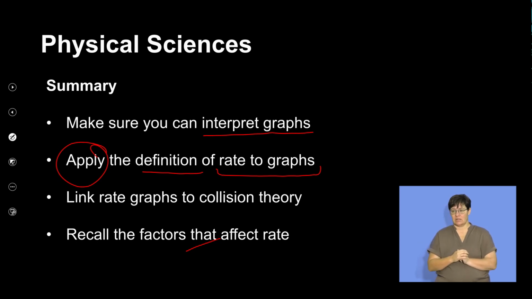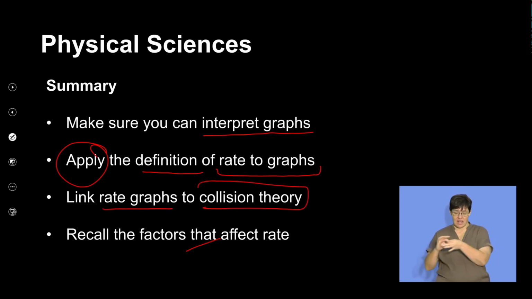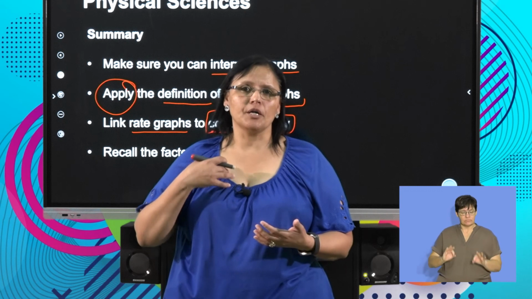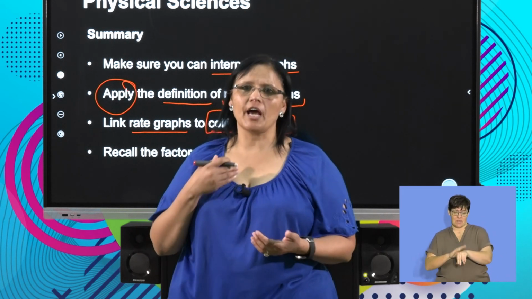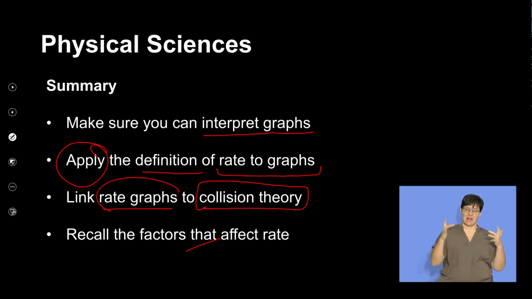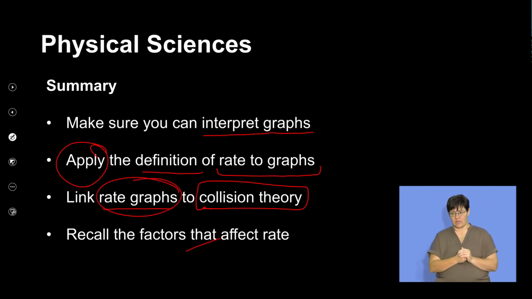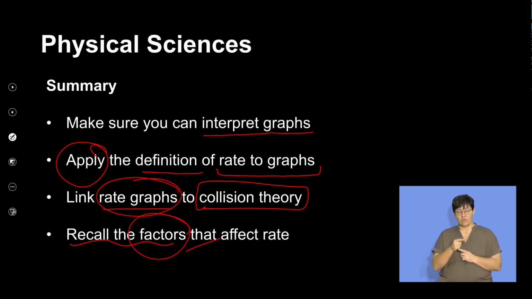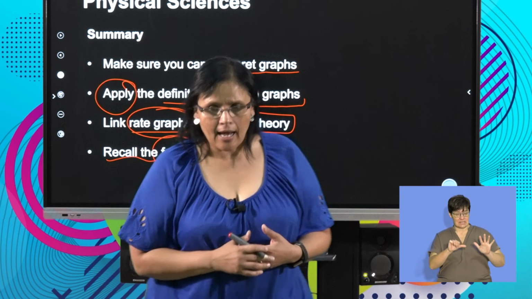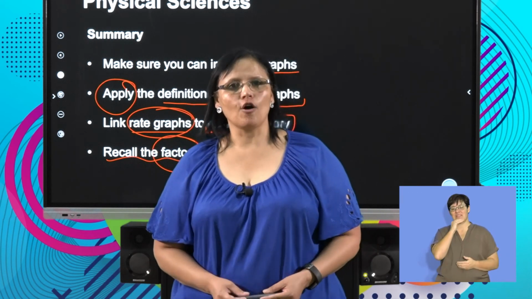The graphs will be linked to the collision theory on a sub-micro level, and that is where you will talk about more effective collisions per unit time, faster rate of reaction. So you need to bring that back and link it to the graphs. And obviously, for rates of reaction, you must always try to recall the factors that affect the rate. There are 6 factors, and that brings us to the end of our session.